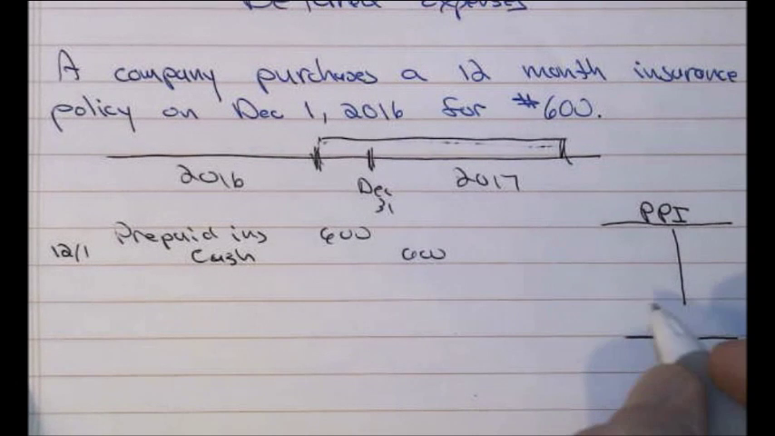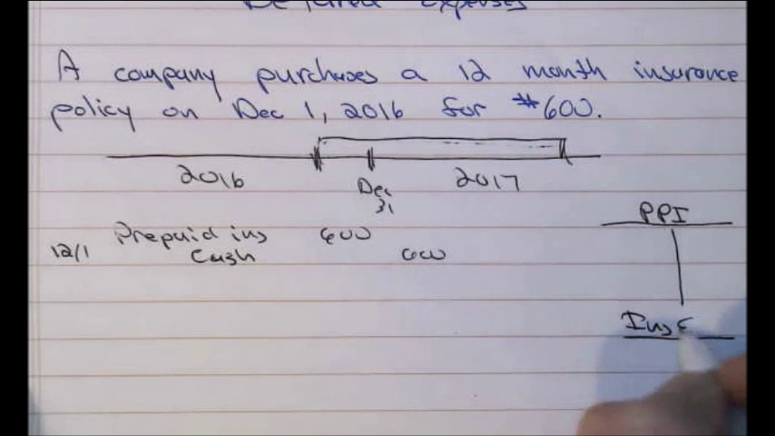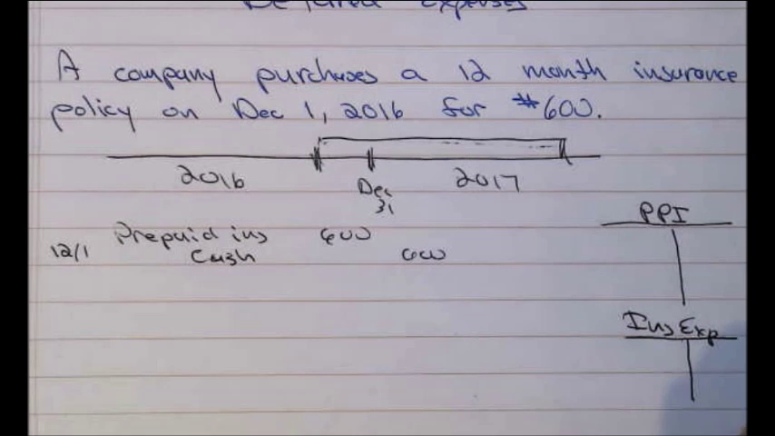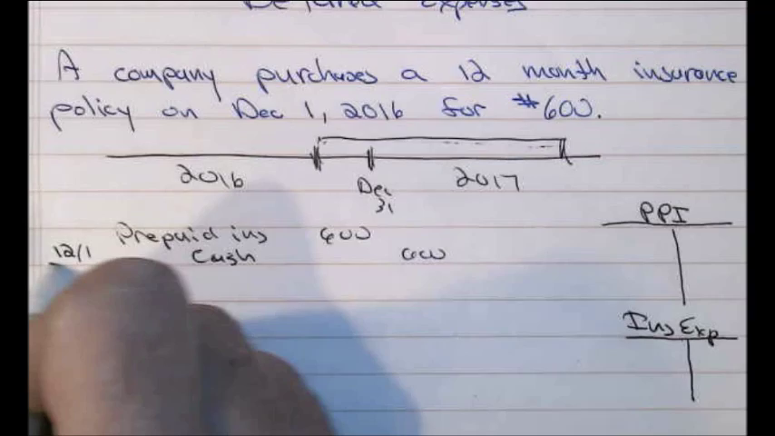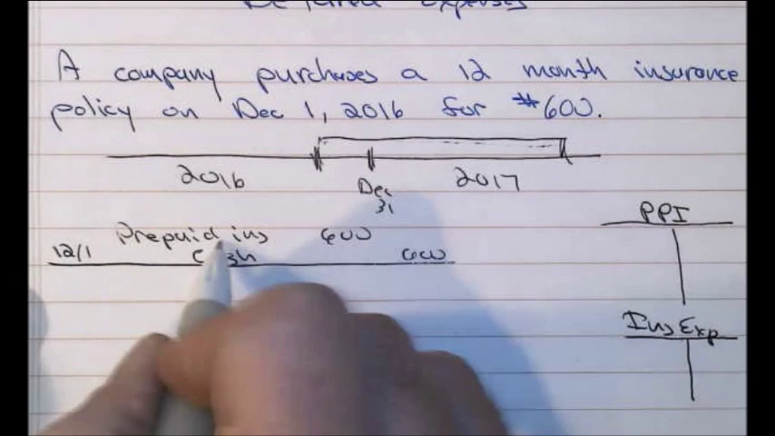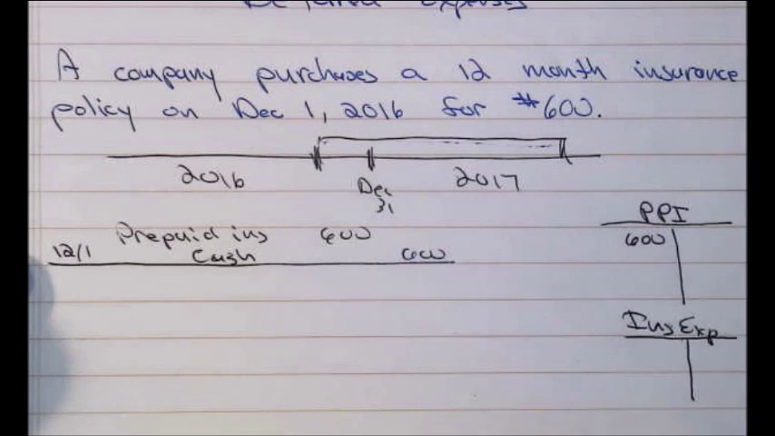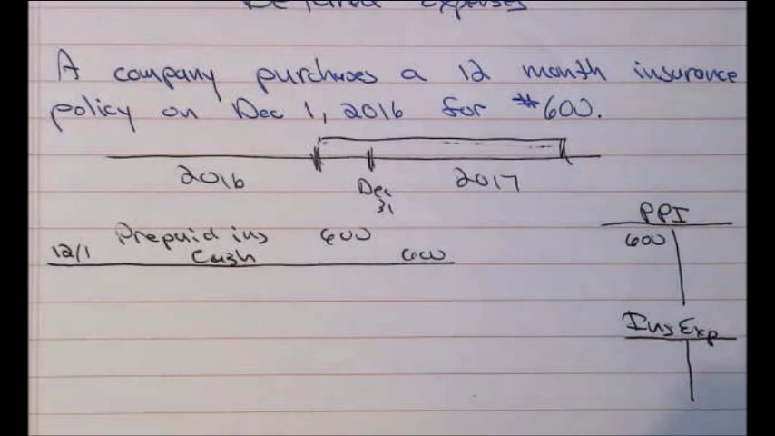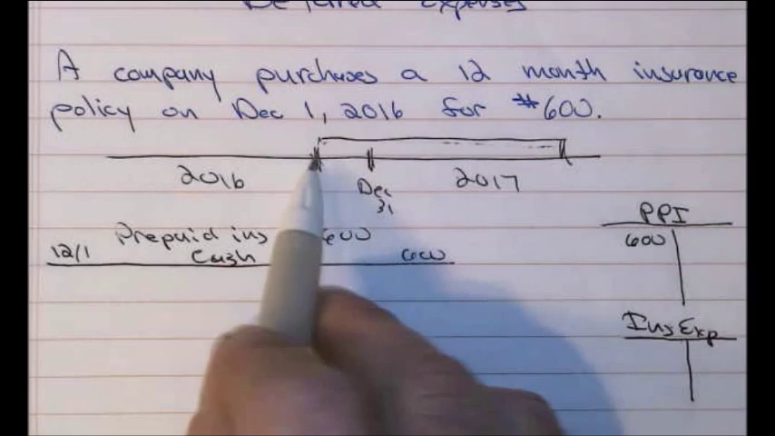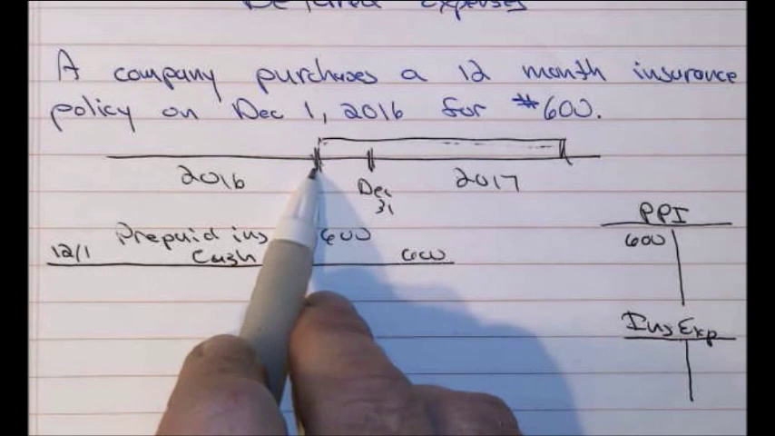And we also have insurance expense, right? Because that's just how it is. So when I buy this, I have prepaid insurance, and if I post this to my T account, I know that I have a balance here of $600 in my prepaid insurance account, and that is as of the 1st of December, right?